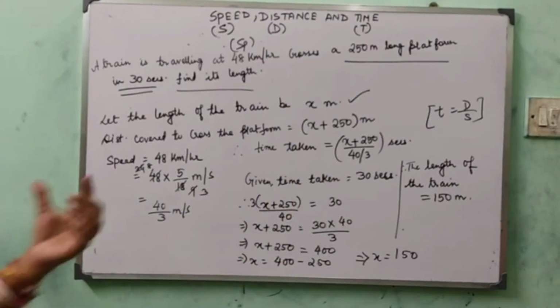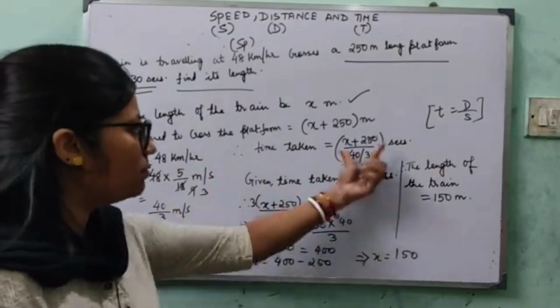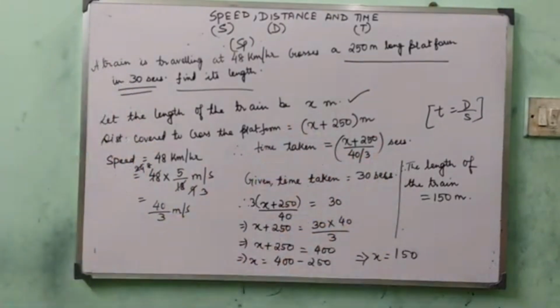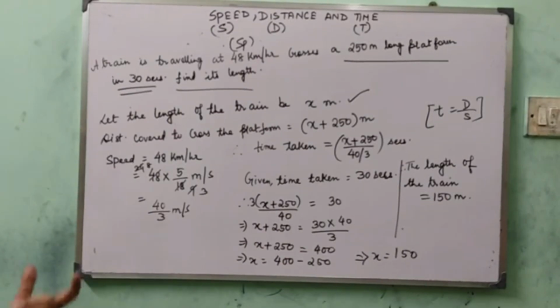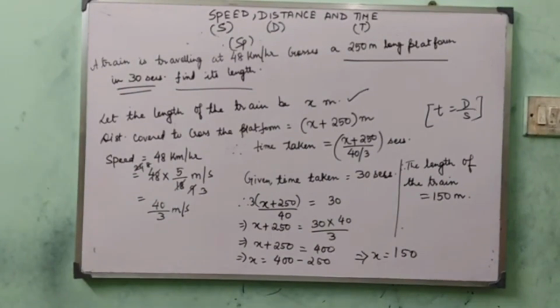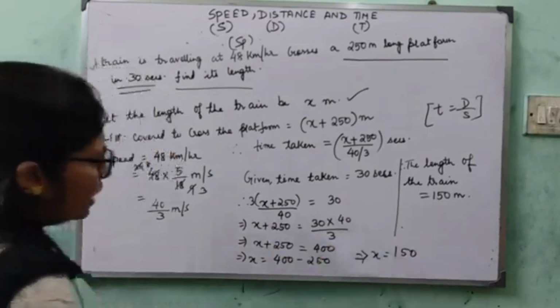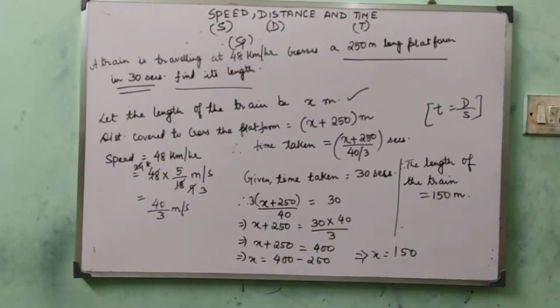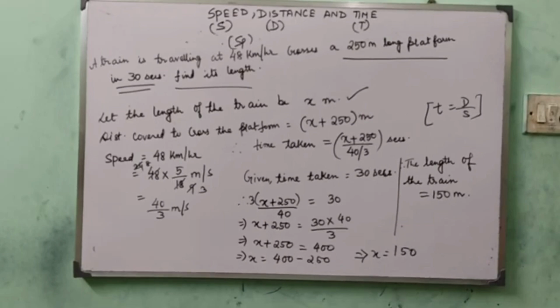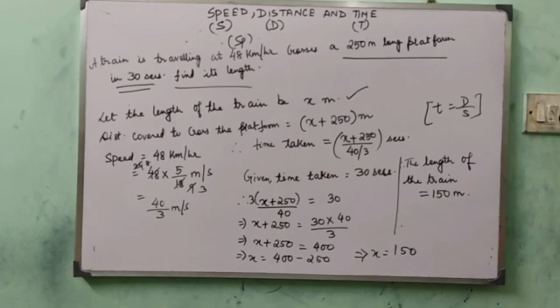So that means this and this are the same quantities. So 3 into (x + 250) by 40 is equal to 30. So x plus 250 is equal to 30 into 40 by 3. That means if I cancel, it is 400. Now x plus 250 is equal to 400, or x is equal to 400 minus 250, that is equal to 150. Thus the value of x is 150.